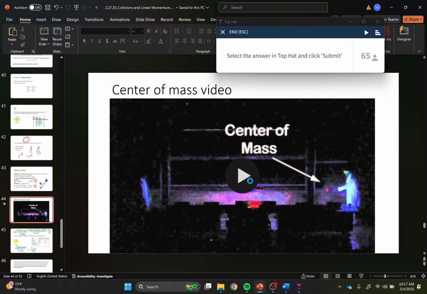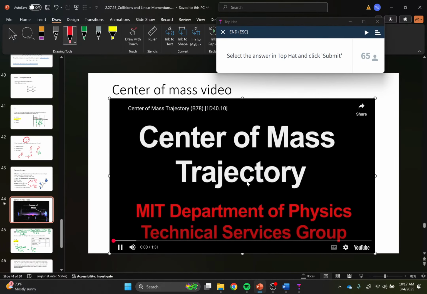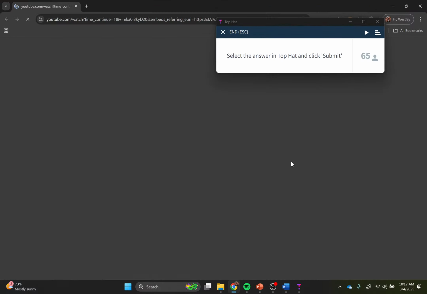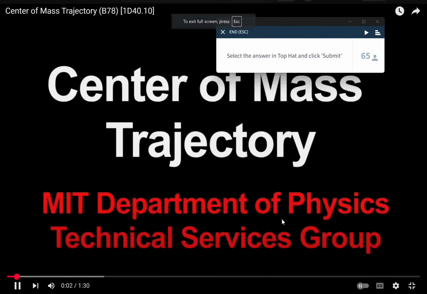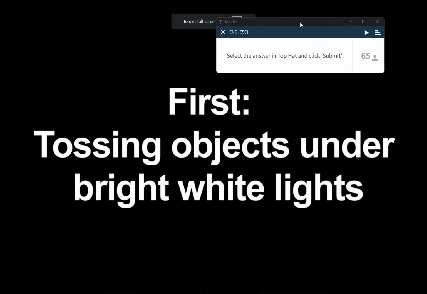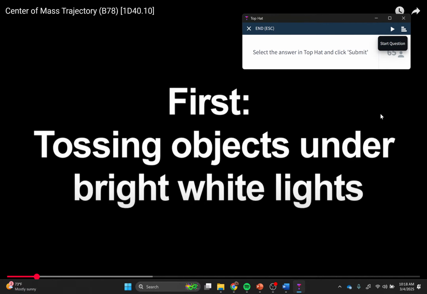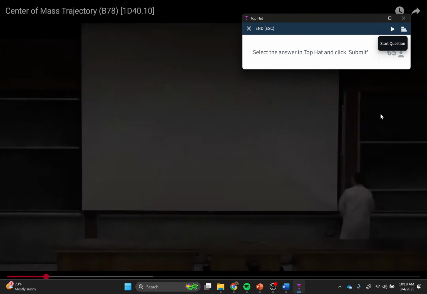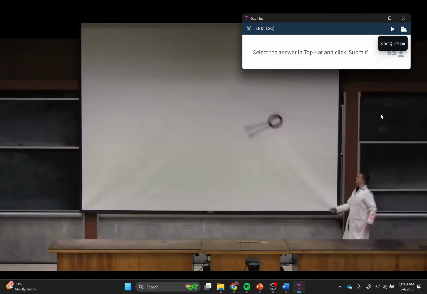So they're going to toss some complex objects, like a tennis racket, and they're going to do a bunch of flips and things. If it loads. Yay. All right, so first they're going to toss an object. This is the last thing we're doing. It's just a minute-long video, and it's going to look really complicated.